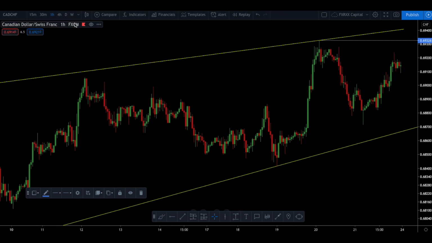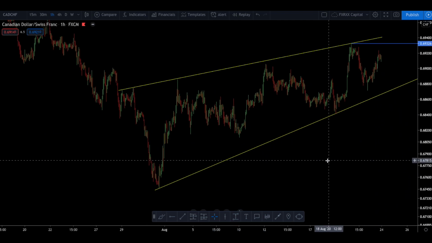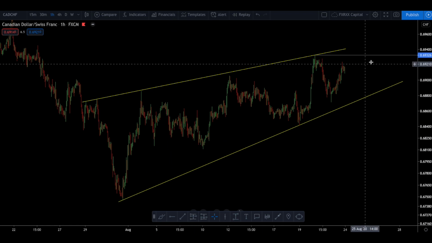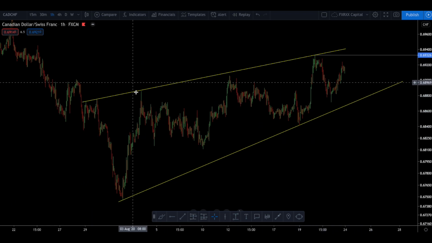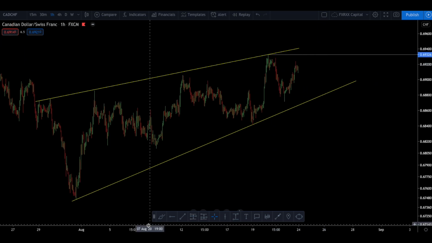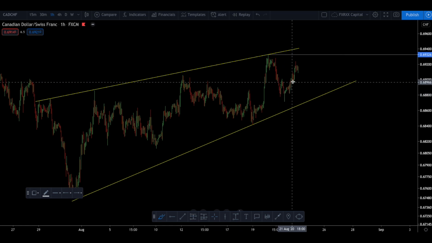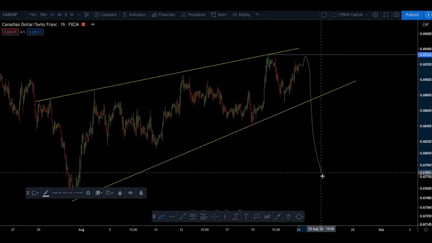We zoom in 1 hour time frame. Price create very clean rising wedge for the one touch, second touch, and the third touch. So as we pop out one red line from here, we expect price to pull back from here and sell off.